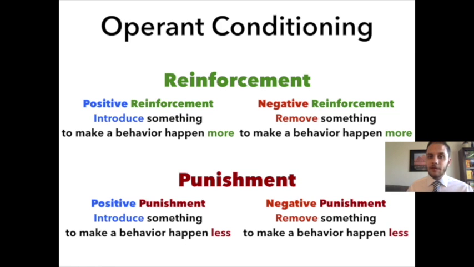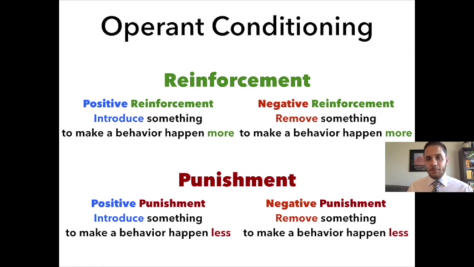The same thing with negative reinforcement. Don't bother trying to think of too many examples at this stage. Just understand negative reinforcement is whenever you remove something as the consequence of behavior that's likely to make that behavior happen more. With punishment, where we're making behavior happen less, it's the same thing. Positive punishment just means you're adding something to make a behavior happen less. With negative punishment, you're removing something to make a behavior happen less.